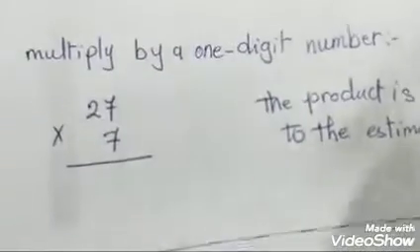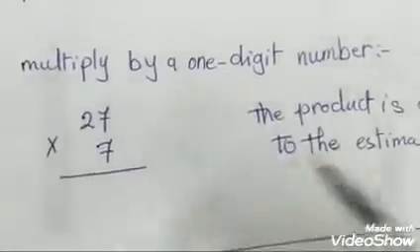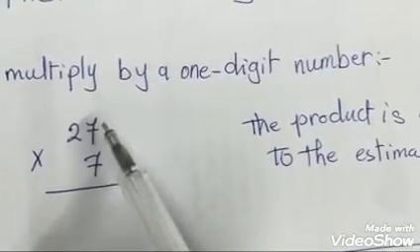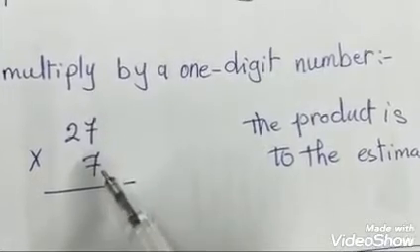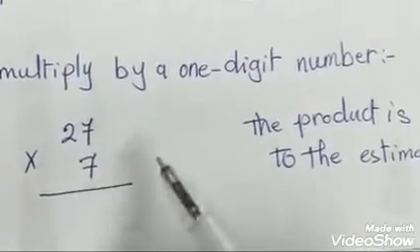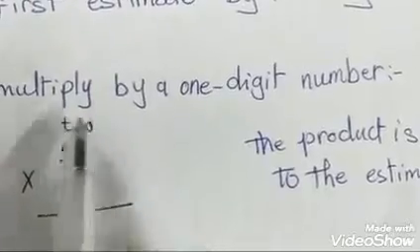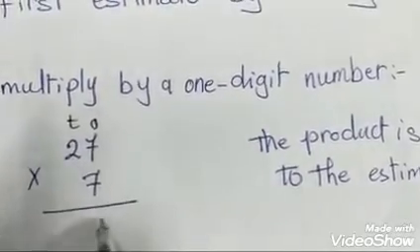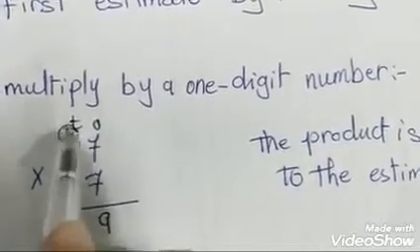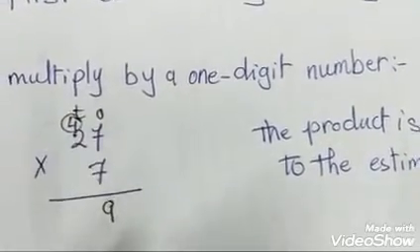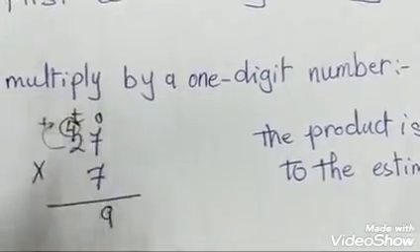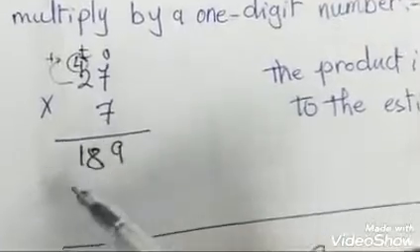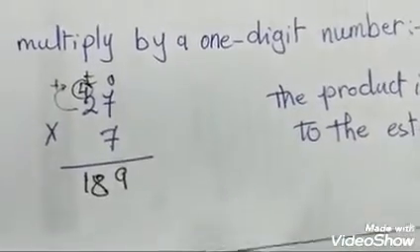Now I have to do the multiplication to get the exact product. First multiply the ones, then regroup, then multiply the tens, then regroup. This is the ones, this is the tens. 7 times 7, I will have 49. I will put the 9 and carry the 4 up. 2 times 7 is 14. 14 plus 4 is 18. So the exact product is 189.